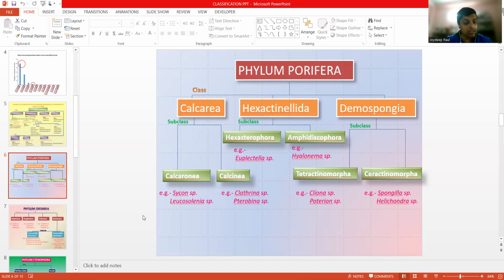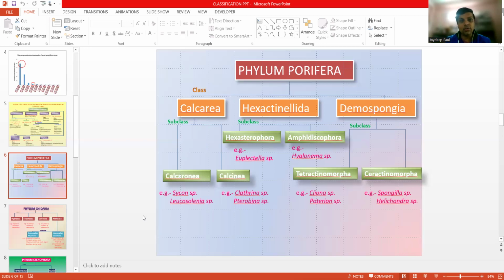Nervous system absent. There is no nervous system. Circulatory system, definitely there is no circulatory system. Reproduction is asexual by budding or regeneration. Sexual reproduction is through gametic fusion. So you can also see that in poriferans both types of reproduction are present, the asexual mode and the sexual mode of reproduction. Fertilization is definitely internal.